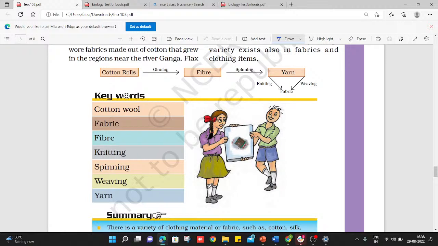And why are they keywords? Because they are pretty important words in relation to this chapter. Your homework is to underline all the words that you think are keywords, try to find their meaning, and learn it.